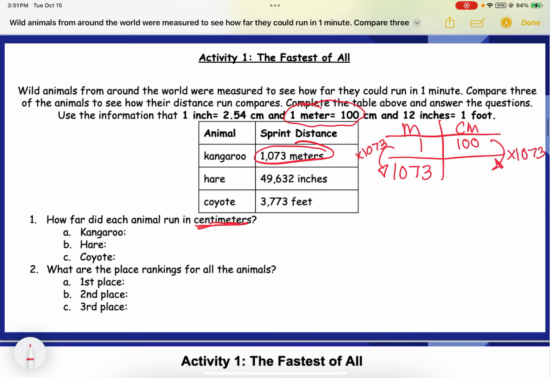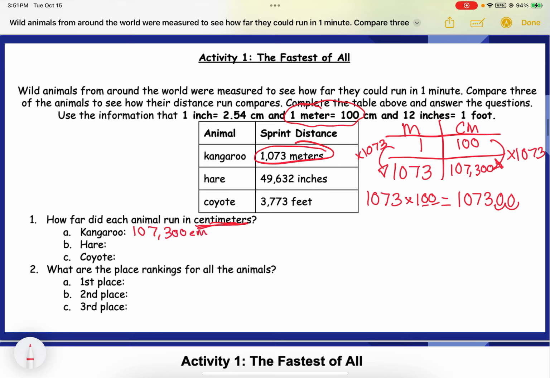1,073. So one thing when we're multiplying by 100, we just move the decimal to the right 2 times. So I'm going to write this same number and think of the decimal being here, and I move it to the right 1, 2 times because there's 2 zeros in 100. So I just add 2 zeros really to that number. So it's this many, 107,300 centimeters. So the kangaroo in 1 minute went 107,300 centimeters.